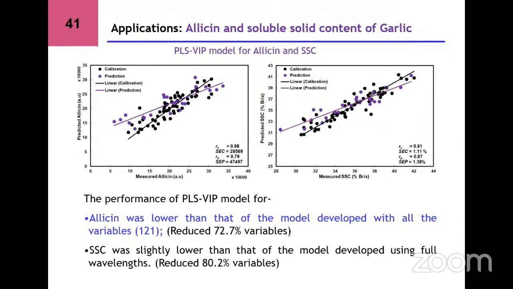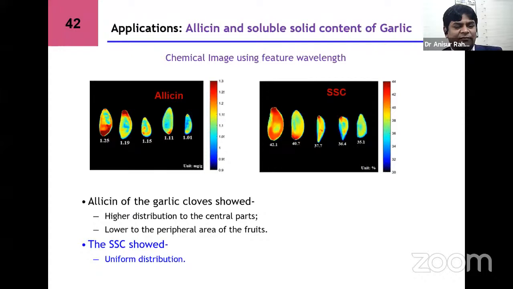If you go to a chemical image using the Fisher wavelength, this is the chemical image. On the right side and left side, you can see LSE 1.25. Here, the lower part has a high LSE content, so this order is too bad. In the upper part, the LSE is not too high. So whoever loves to eat high-order garlic clove, you can give them this part. If he likes the upper part, the low one, then you can give this one.